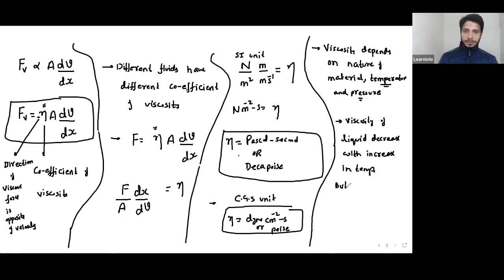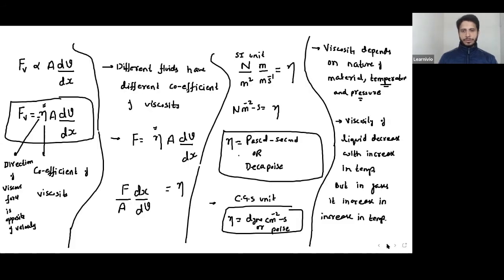But in gases, viscosity increases with increase in temperature. The reason is that in liquids, viscosity is due to intermolecular force, but in gas, the viscosity is due to the relative motion of molecules. So that's why it changes. So we did these two things, variation with increase in temperature.